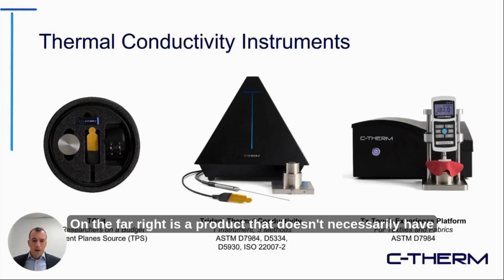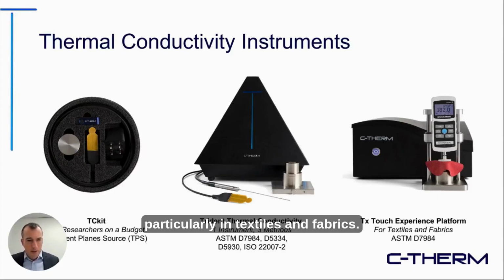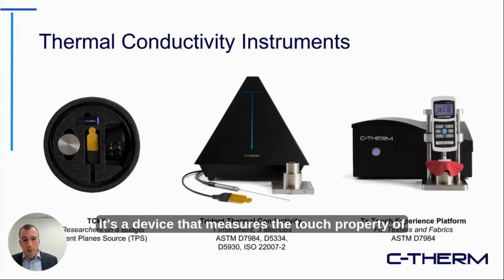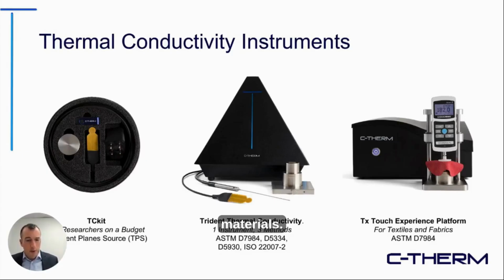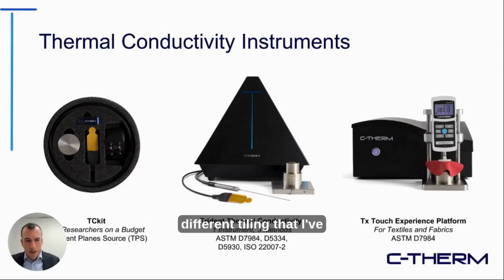On the far right is a product that doesn't necessarily have a whole lot of relevance for the audience today, but it's really popular in consumer goods and apparel, particularly in textiles and fabrics. Think of different sporting apparel groups. It's a device that measures the touch property of materials. It quantifies how warm or cool it feels to the touch. There is a little bit of application space with ceramic tiling and some of these types of different tiling that I've seen this instrument applied.